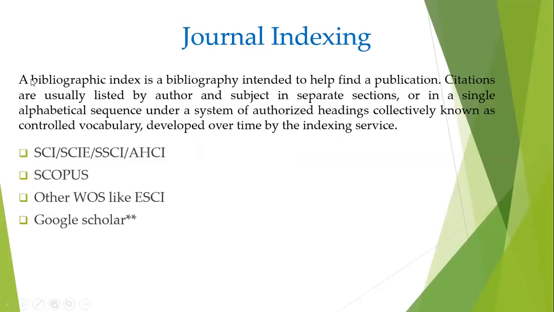So basically, journal indexing is a bibliographic index which is intended to help find publications. Think of the journal indexing or the bibliographical index as a database where all the similar kinds of papers or all the similar kinds of journals are stored. Here, this similarity is based on quality rather than similarity in terms of subject.